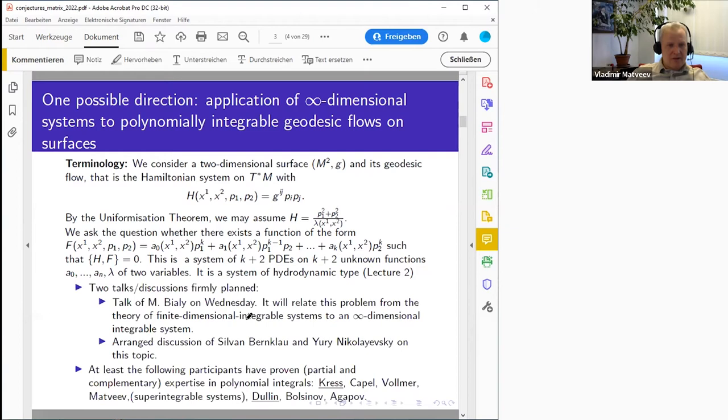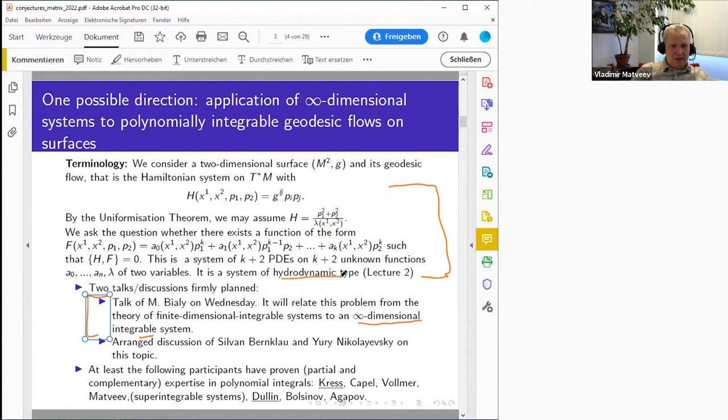In this direction, there are two planned arrangements. One of them is the talk of Misha Bialy, the day after tomorrow, where this problem, which is clearly a problem for finite dimensional integrable systems, will be related to an infinite dimensional integrable system. Actually, the system of hydrodynamic type which I discussed a few minutes ago is an integrable system.